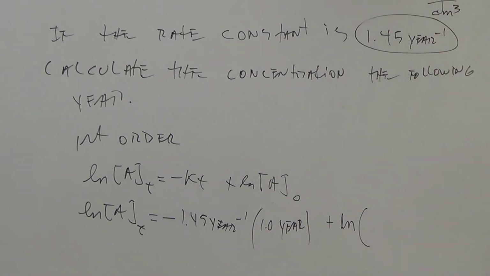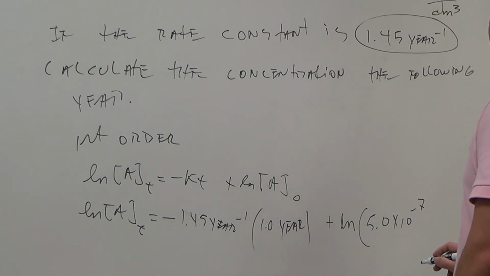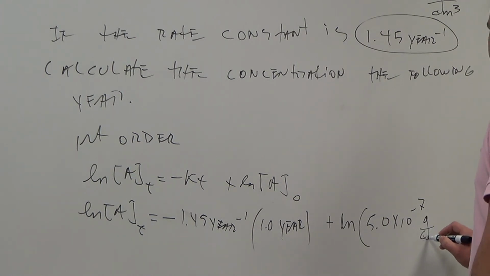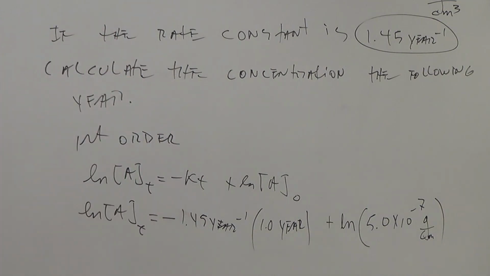What was the initial concentration? 5.0 times 10 to the negative 7. Okay, very good. 5.0 times 10 to the minus 7, and grams per centimeter cubed. Okay, very nice. So you do all of that and tell me what you get.